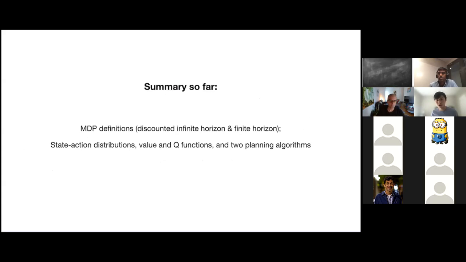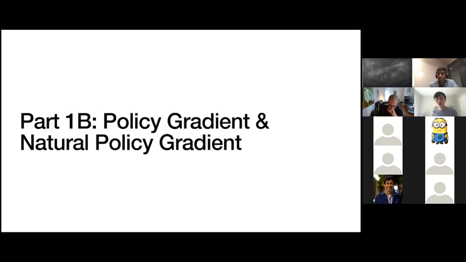Okay, summary so far: we talked about the MDP definitions, state, action, distributions, value and Q functions, and tree planning algorithms. Now I just want to quickly go through part 1B, which is the policy gradient approach and natural policy gradient. Particularly, we're going to analyze natural policy gradient in the recitation.